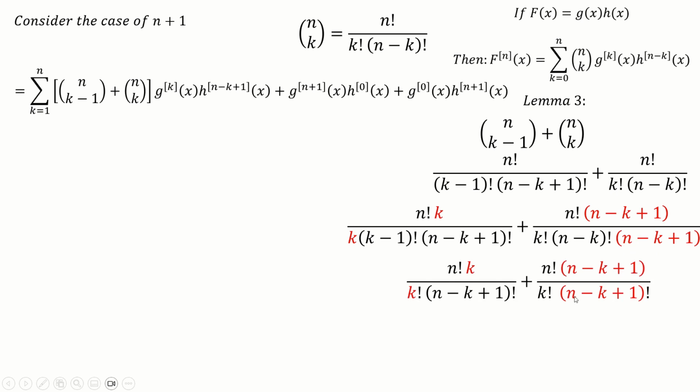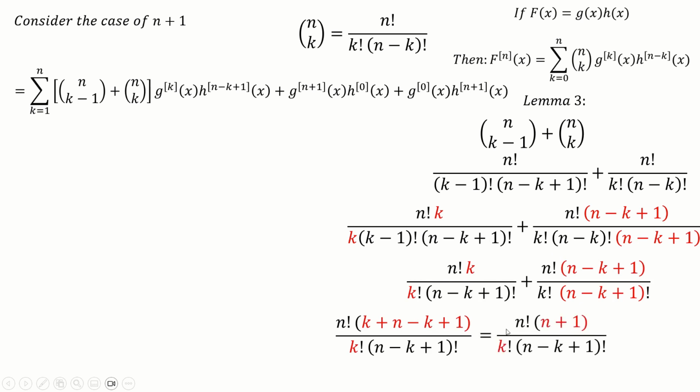And now we have the same denominators, which is excellent, because it means we can just add the numerators and keep the denominators the same. But of course, I'm going to factorize out an n factorial here and leave behind k plus n minus k plus 1. The k's cancel beautifully. You're just left with n factorial into n plus 1, which gives you, of course, n plus 1 factorial. And we end up with this here.